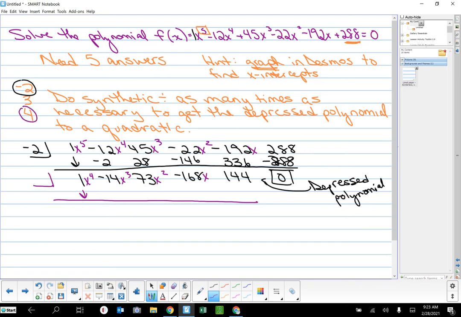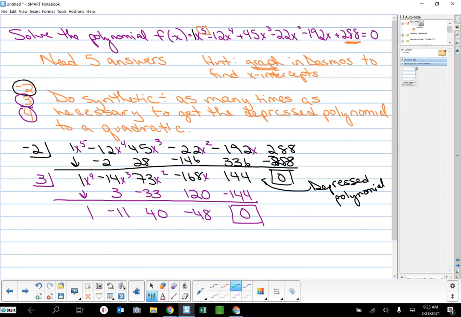We're going to use the 4 this time. I'm sorry, we're going to use the 3 this time. We're going to go in the order that I wrote them in. Use the 3, so we're going to drop the 1 and multiply. Add down, we get a negative 11. Multiply, negative 33. That's a positive 40. Multiply, 120. That gives me a negative 48. Multiply, that gives me a negative 144. Remainder of 0, which means that the 3 is a factor.